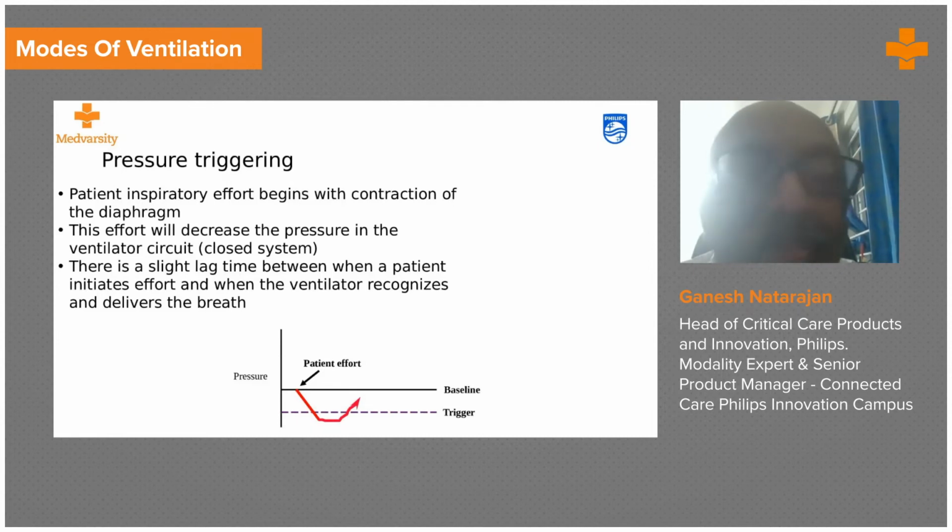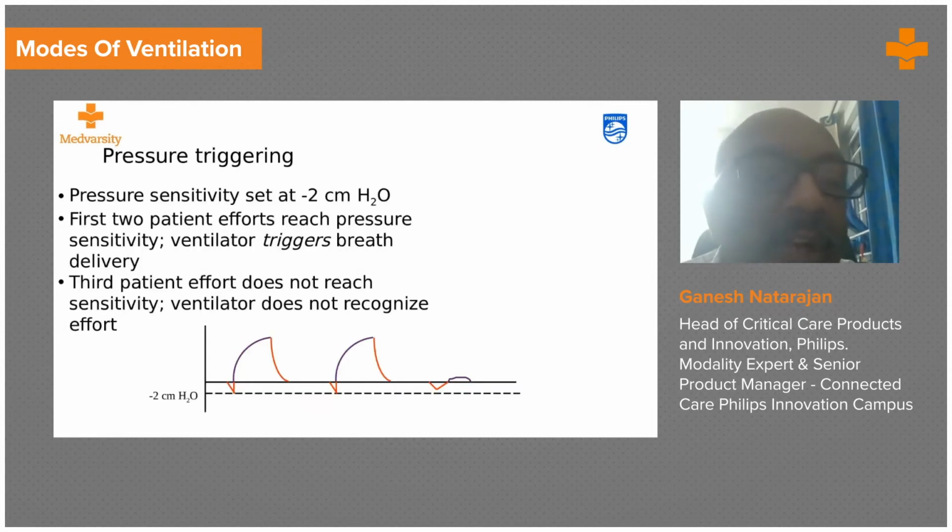The next kind of trigger here, I mean, this just shows you in a spontaneous breath or in an SIMV breath, when the patient has triggered and when the patient has not triggered. You can see here in the first two breaths, the patient actually breaches the trigger, so he gets a machine-driven breath. But in the third breath, the patient has not been able to breach the trigger, so the machine does not understand. And if it was an SIMV, then just the volume that is displacing would be delivered to the patient.